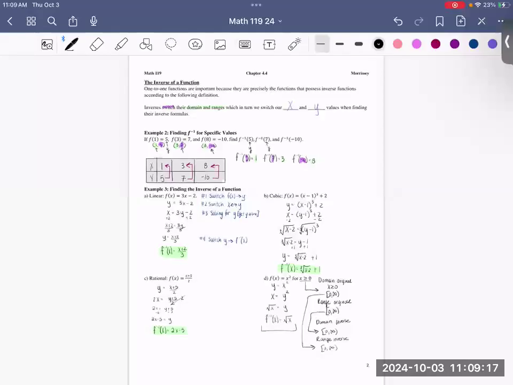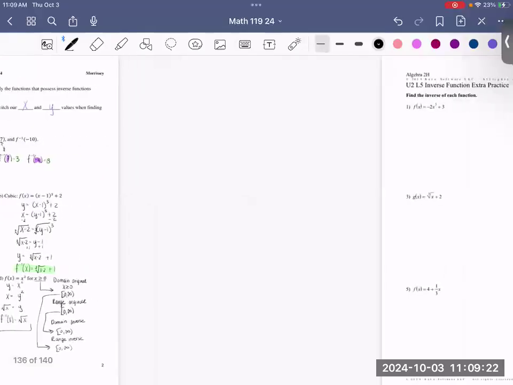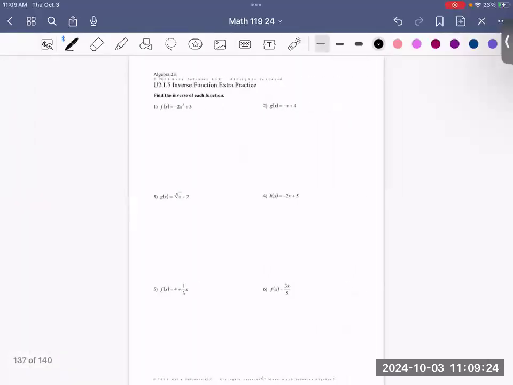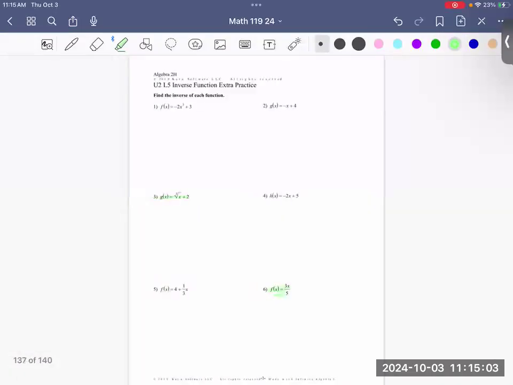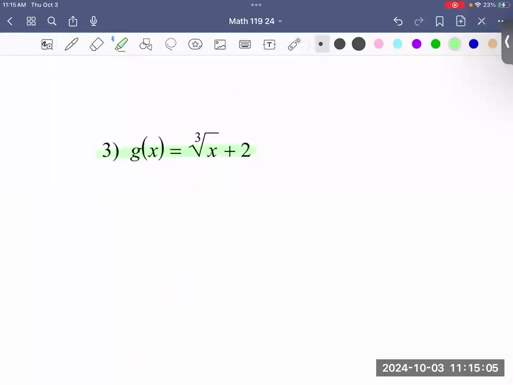Now, before we end our video, I would like to do a couple quick examples. So there should have been a worksheet handed out to you. Let's have you guys try 2, 3, 6, and 11. So pause the video and see if you can try these out without us.